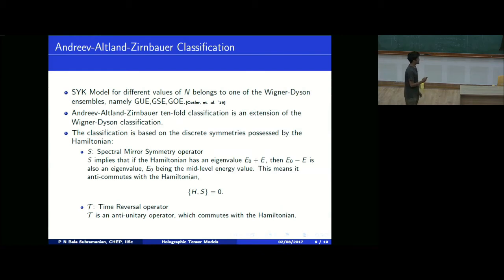The classification is based on discrete symmetries. So the two symmetries that you look for, one is the spectral mirror symmetry. Spectral mirror symmetry is that if the Hamiltonian has an eigenvalue, let's say E0 plus E, then E0 minus E is also an eigenvalue, E0 being some mid-level value. So around the point E0, you have a symmetry in the values of the eigenvalues, for some special reason.